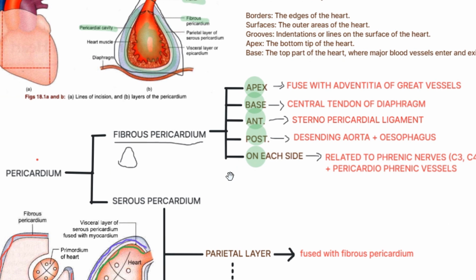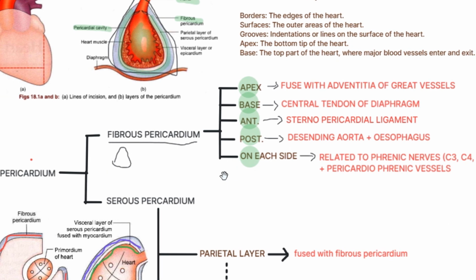So we said that pericardium is divided into two parts, so fibrous pericardium and serous pericardium. On the apex of fibrous pericardium, it fuses with adventitia of great vessels. Base, you will find central tendon of diaphragm there. Anterior side, sternopericardial ligament, which is very weak ligament, attaches the pericardium to sternum.